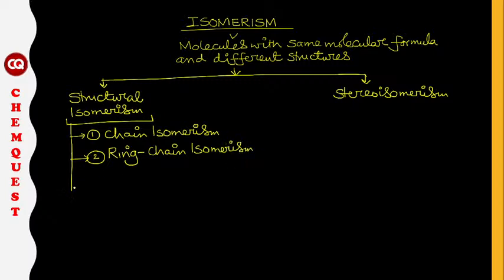In ring chain isomerism you will find both ring and chain together. Number 3 is known as functional group isomerism. Functional isomerism is related to different functional groups with the same general formula.